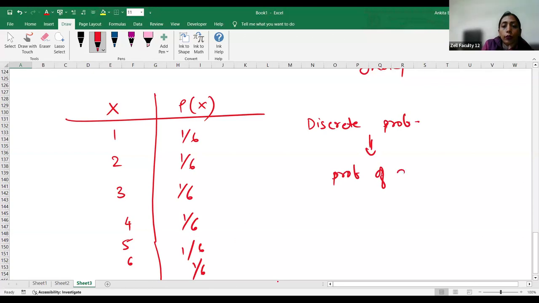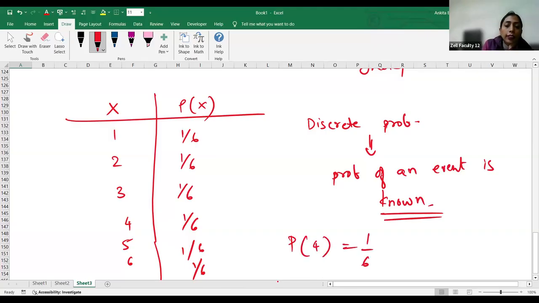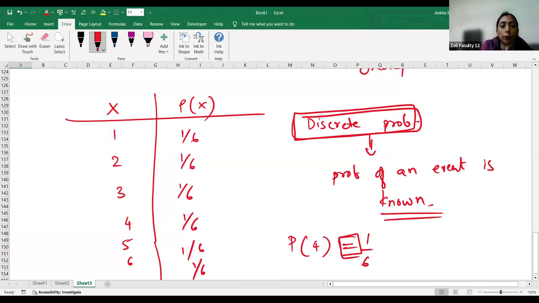Probability of an event is known. So I know the probability of getting 4 on the dice is 1 by 6. I can put the equal to sign here. This kind of probability where I can put the equal to sign is known as discrete probability.